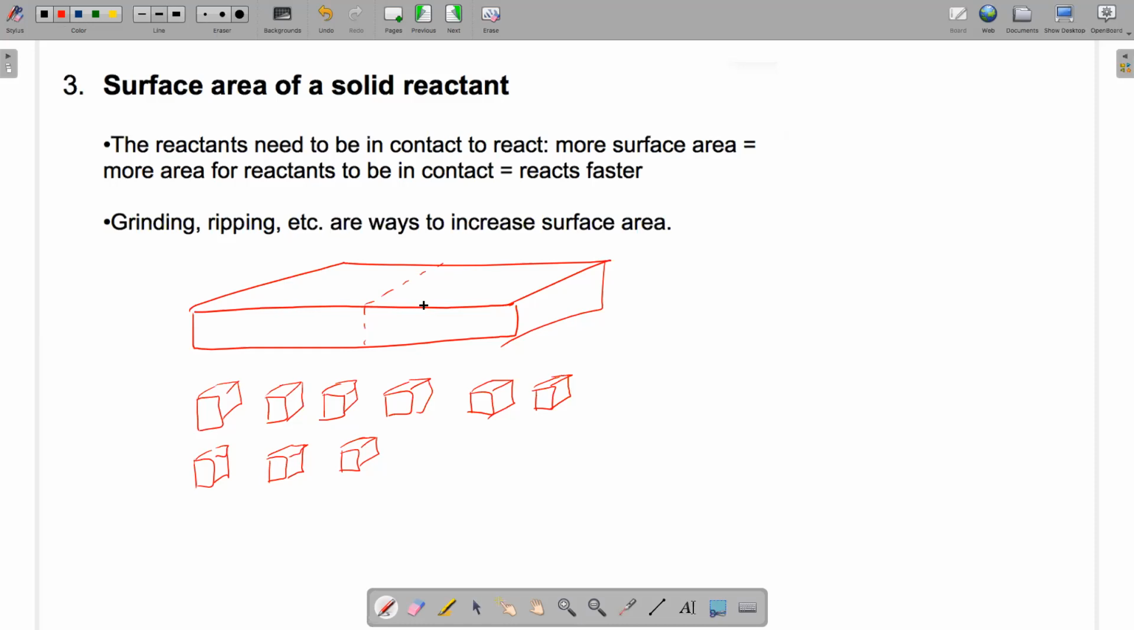Like a mortar and pestle, we'll have those available in the lab tomorrow. It's like the bowl with the thing you grind around. That increases contact area and surface area.